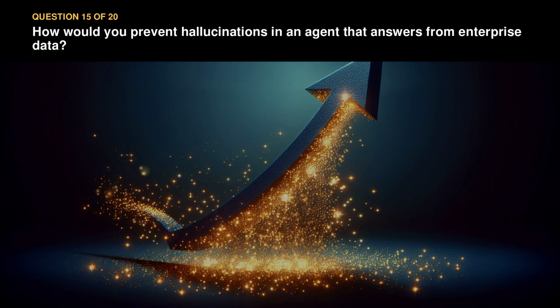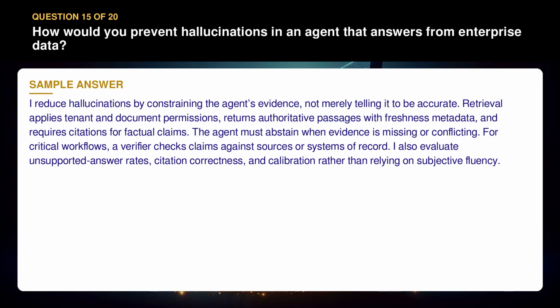Question 15. How would you prevent hallucinations in an agent that answers from enterprise data? I reduce hallucinations by constraining the agent's evidence, not merely telling it to be accurate. Retrieval applies tenant and document permissions, returns authoritative passages with freshness metadata, and requires citations for factual claims. The agent must abstain when evidence is missing or conflicting.